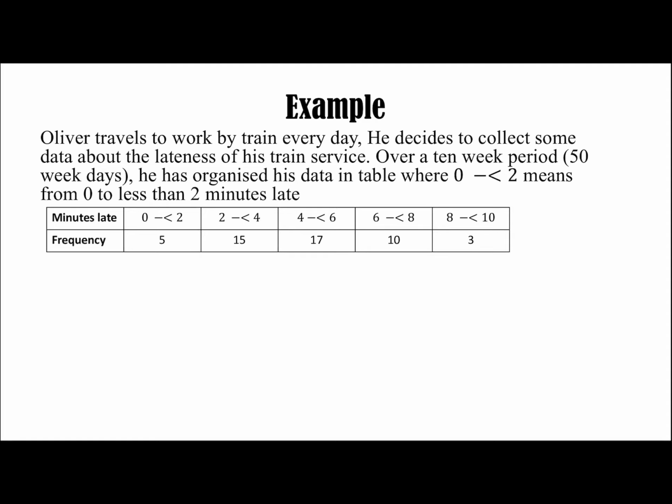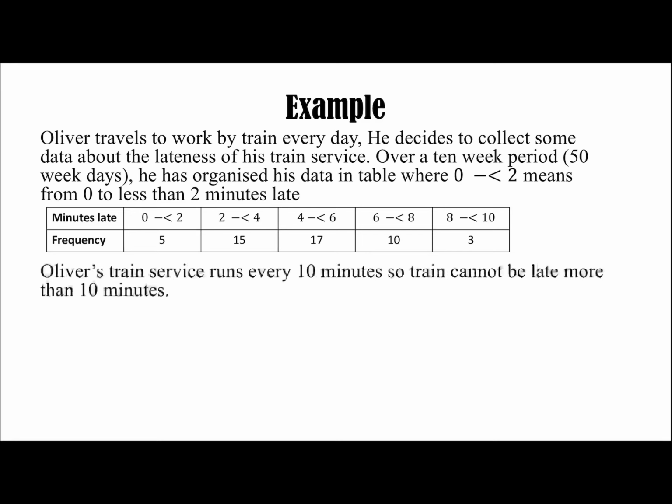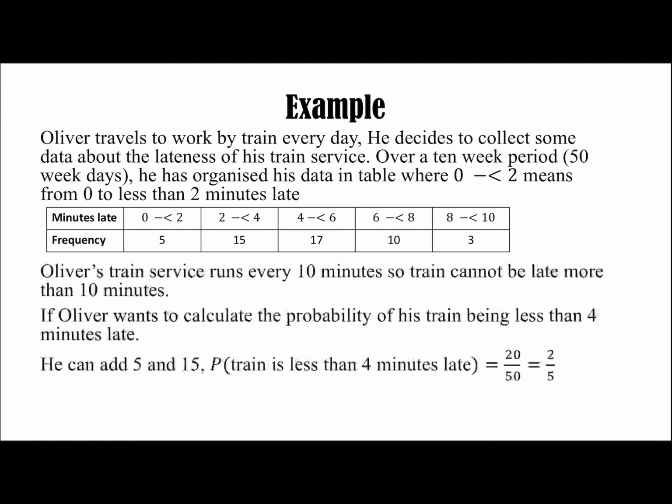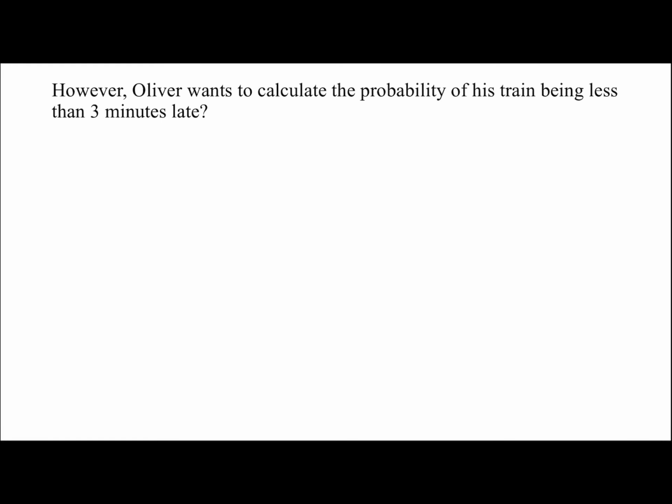Oliver's train service runs every 10 minutes, so the train cannot be late more than 10 minutes. If Oliver wants to calculate the probability of his train being less than 4 minutes late, he can simply add the frequency of 0 to less than 2 and 2 to less than 4, which is 5 plus 15, and 20 out of 50, which is 2 over 5 in simplified form. However, Oliver wants to calculate the probability of his train being less than 3 minutes late.